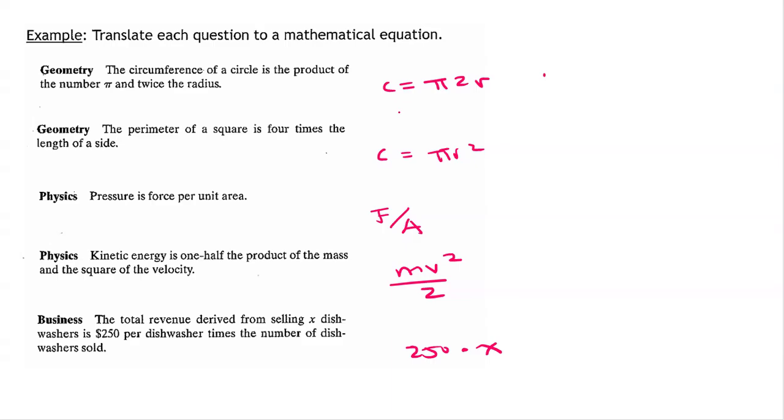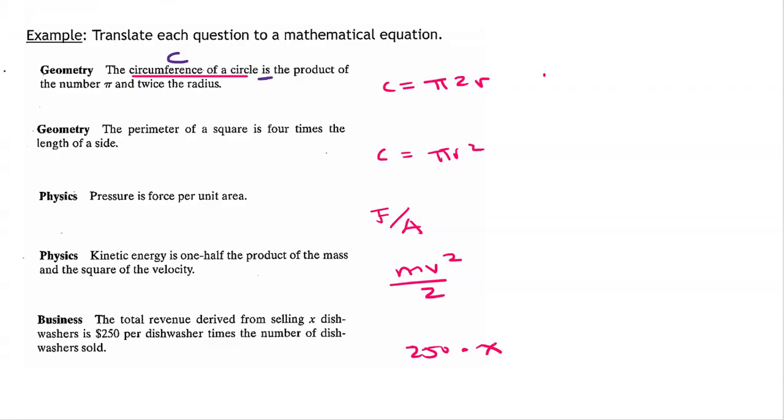Okay, so the first one here says the circumference of a circle is the product of the number pi and twice the radius. So the circumference of a circle, we can represent that by C. I'm going to use a different color here, actually. So we can represent that by C, right? So that's good. Check. It doesn't really matter what letter you use, but anyway, that's a good letter to use.